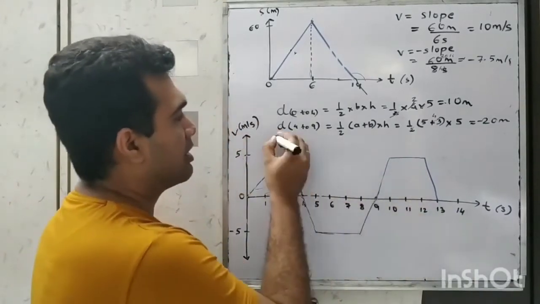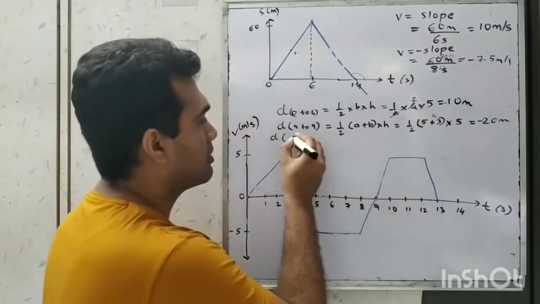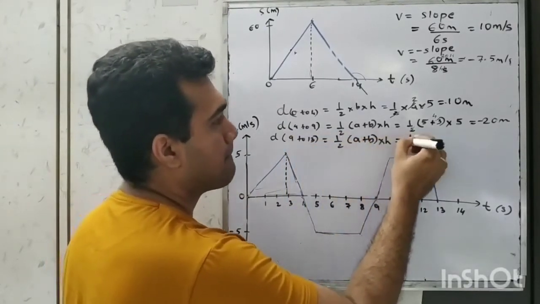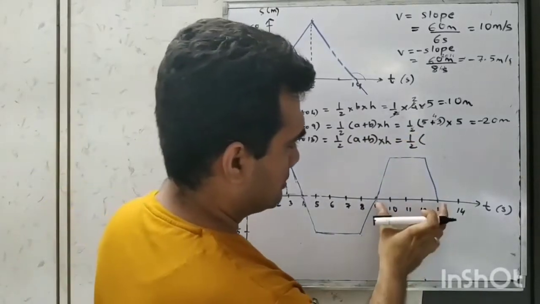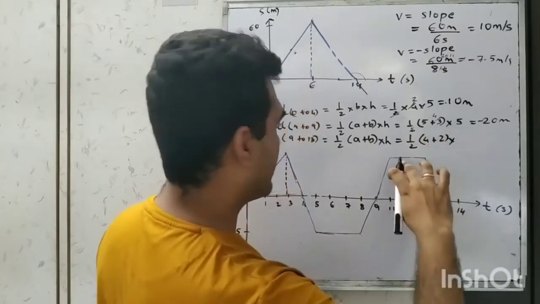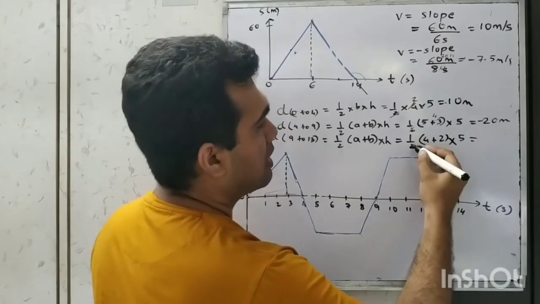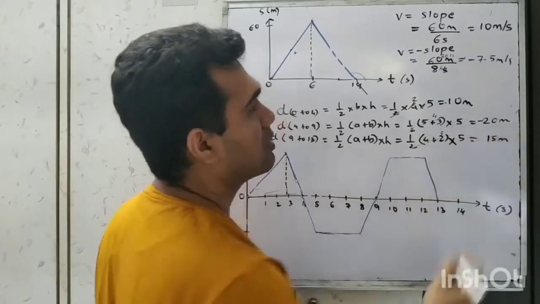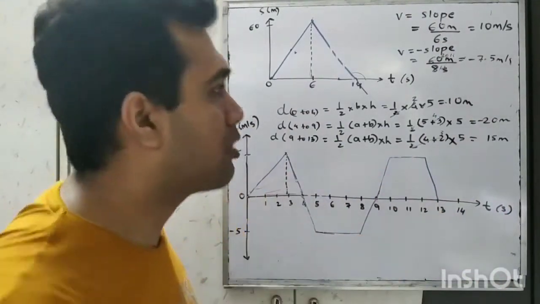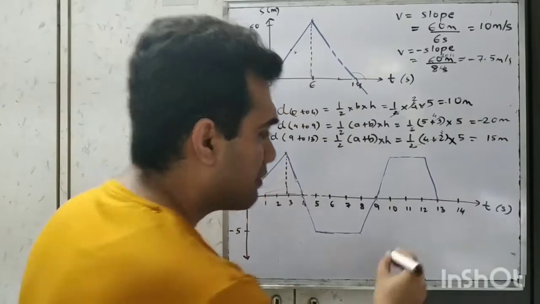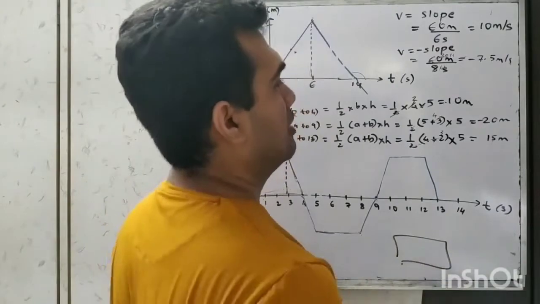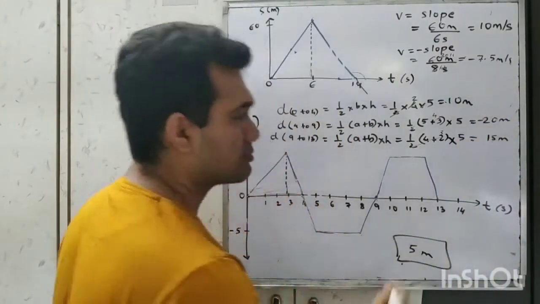And what about this displacement? Again, displacement 9 to 13. Again, it's a trapezium, so same formula. This is 1, 2, 3, 4 plus 1, 2 into height is 5. That's 6 is 3, 15 meters. So 10 meters, then 20 meters, and then 15 meters. So what is the final displacement of the object? 35 minus 20, 15 meters from the origin. No, sorry. 25, 5 meters from the origin.